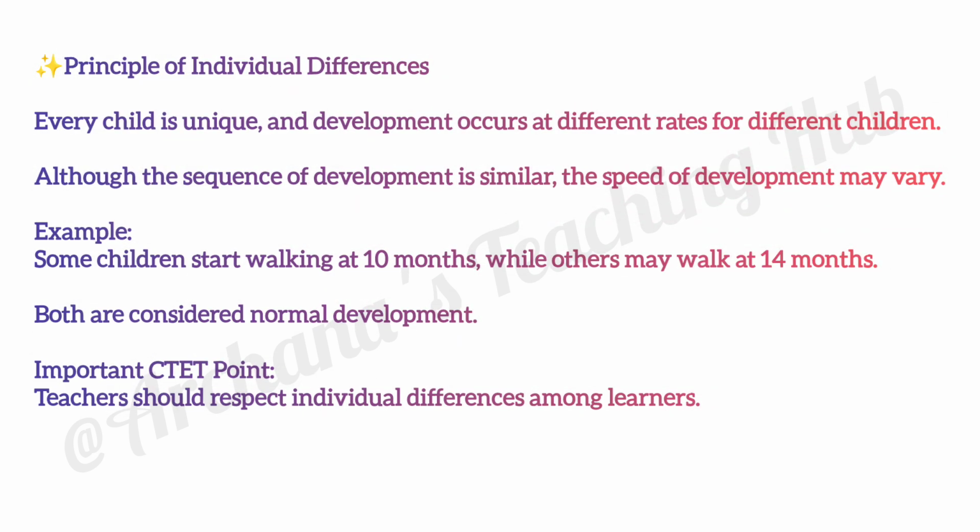Principle of individual differences. Every child is unique and development occurs at different rates for different children. Although the sequence of development is similar, the speed of development may vary. For example, some children start walking at 10 months while others may walk at 14 months. Both are considered normal development. Teachers should respect individual differences among learners.